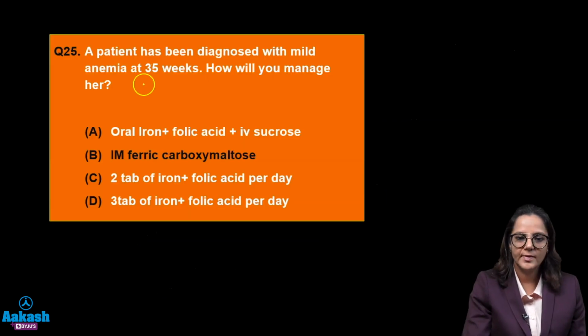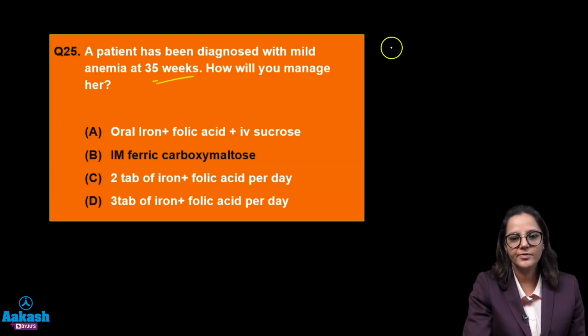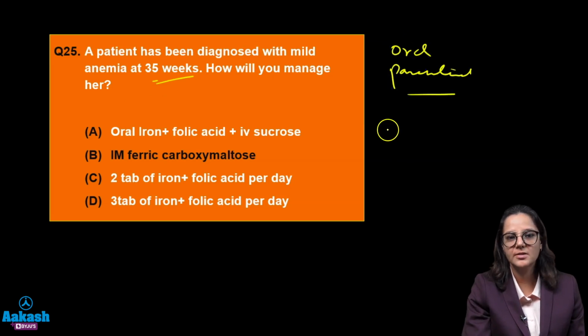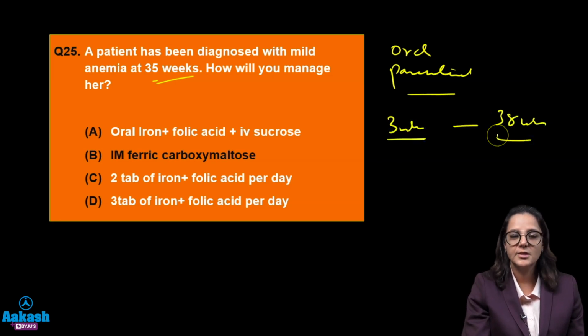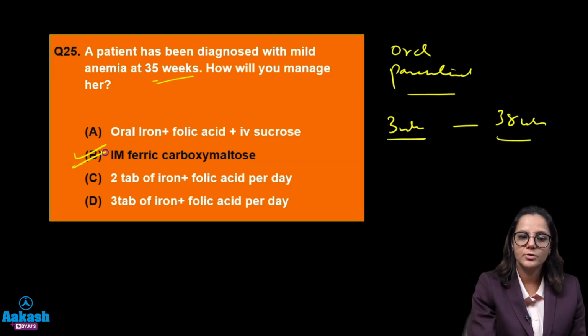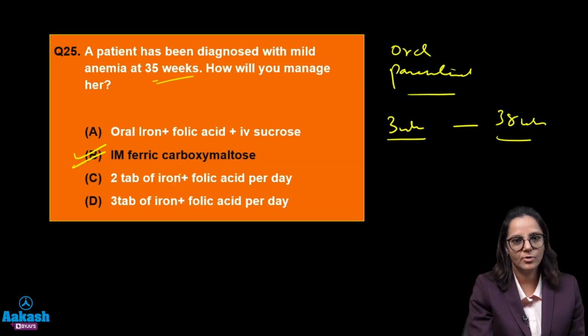So going back to the question, the patient is 35 weeks period of gestation. She has mild anemia. So what are the options which are available? We can either give her oral or we can give her parenteral. How much time is it going to take for the hemoglobin to rise? It will take 3 weeks. After 3 weeks, she's going to be 38 weeks. She can also go in preterm labor. Would you want to wait for that long? No. So therefore, the option of choice here is iron ferric carboxy maltose.